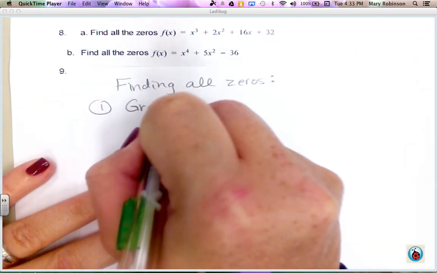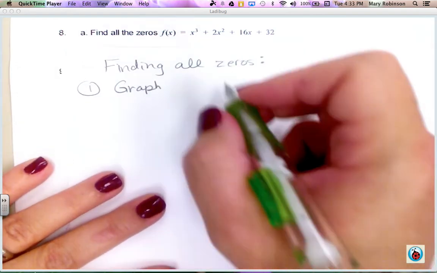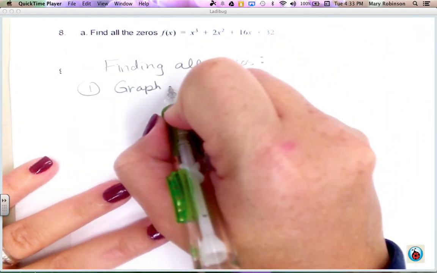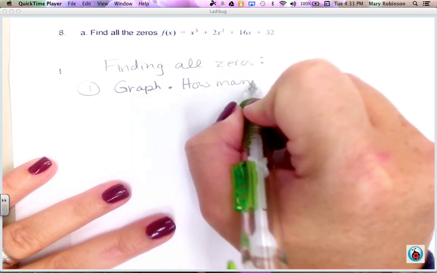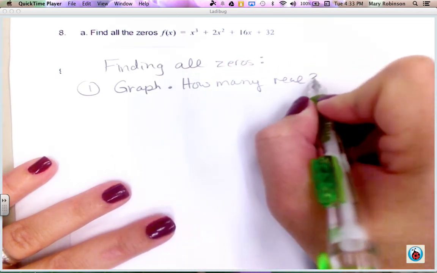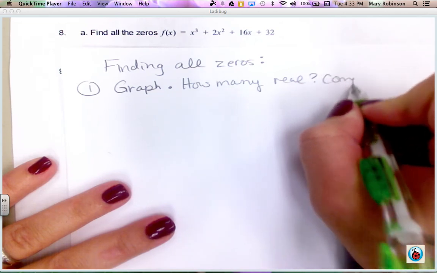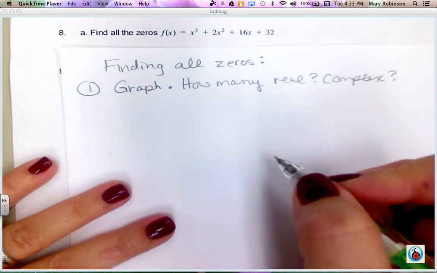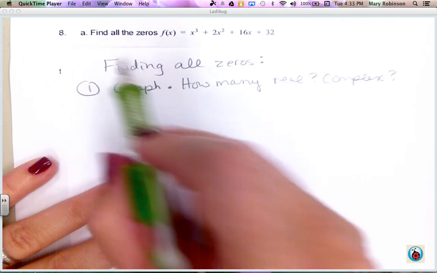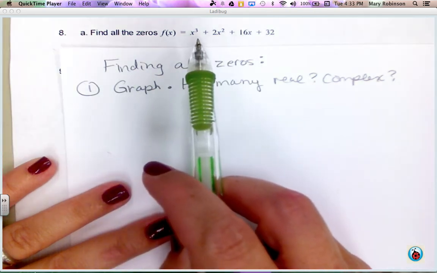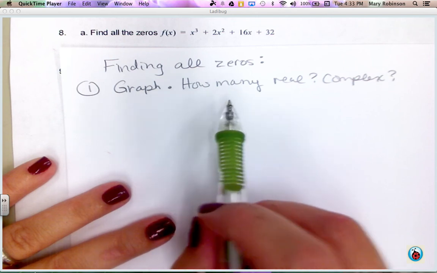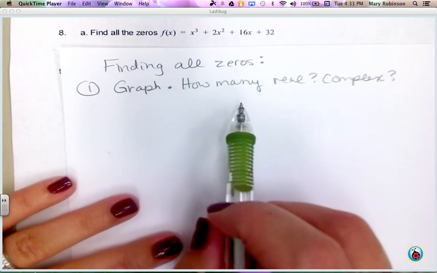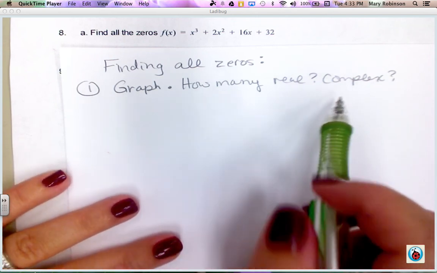So the first thing I want you to do when I give you a function is to graph it. And then from the graph, you should determine how many zeros are real and how many complex. So for 8a, the degree is 3, so I know that there should be a total of 3. So I'll graph it, and if it crosses once, then I know I have 1 real and then 2 complex.